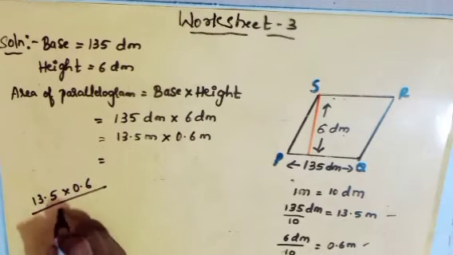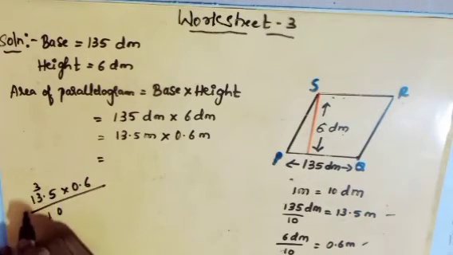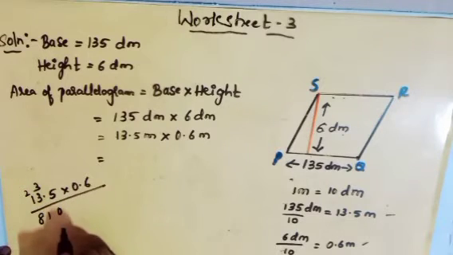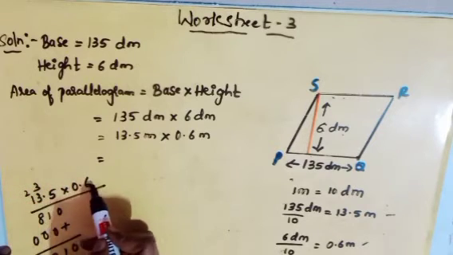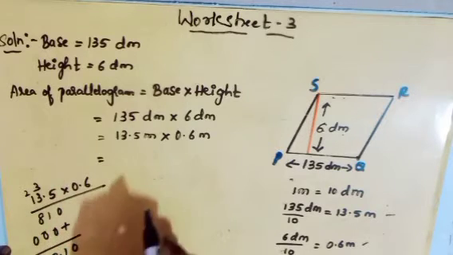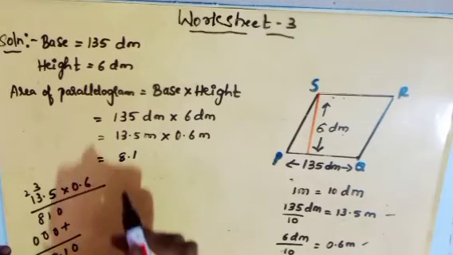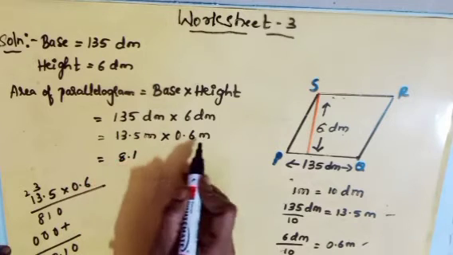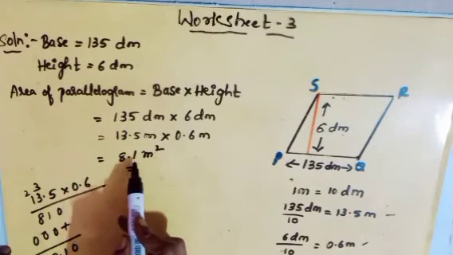6 5s are 30. 6 3s are 18 plus 3 is 21. 6 1s are 6, 7, 8, then 0, 0, 0. After the point there is 1 digit here and 1 digit here, totally 2 digits. So we have to place the point after two digits from the right. The answer is 8.1, since after the point 0 has no value. Meter into meter is meter square. Therefore the area of the parallelogram is 8.1 meter square.